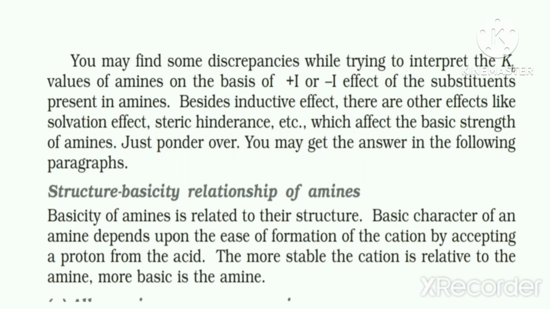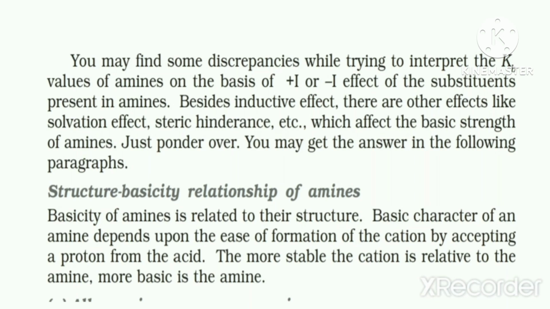You may find some discrepancies while trying to interpret the Kb values of amines on the basis of positive inductive effect and negative inductive effect. So what is the inductive effect? You must know. Due to the partial displacement of the bond pair towards the more electronegative atom, polarization of the carbon chain takes place, known as the inductive effect. It is a permanent effect.